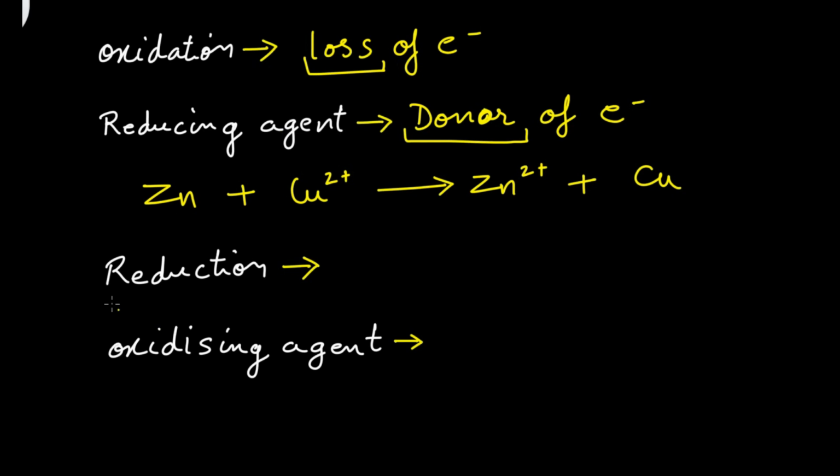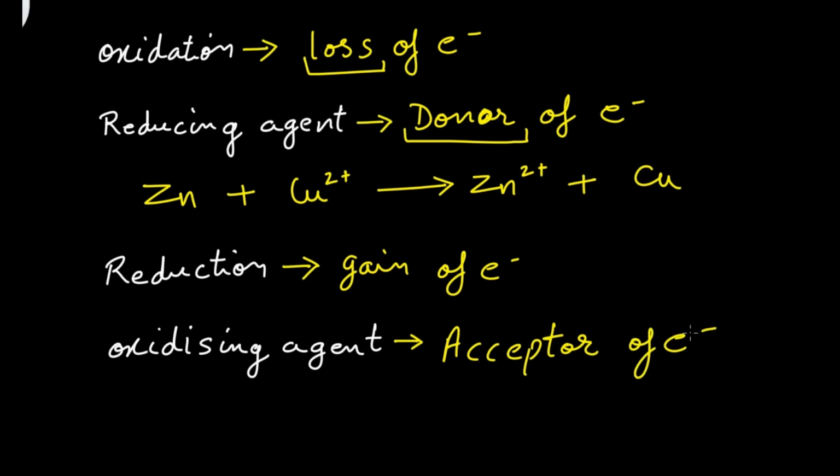Now first go for the reduction definition. What is reduction? Gain of electrons. What is an oxidizing agent? Acceptor of electrons, the species that accepts electrons. Now if you look again, gain and acceptor, both these terms are of similar meaning in this place.